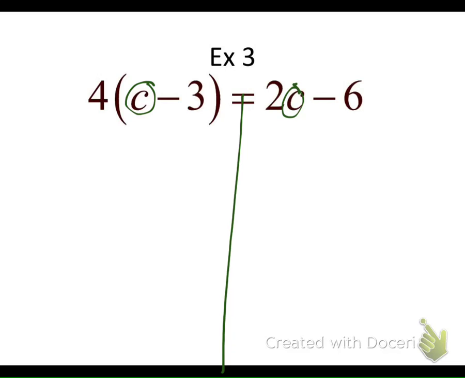All right, let's see. So we have 4c minus 3 equals 2c minus 6. So again, I'm going to refer to my notes. My notes are going to tell me to simplify each side of the equation. I do that by first seeing if I can distribute.